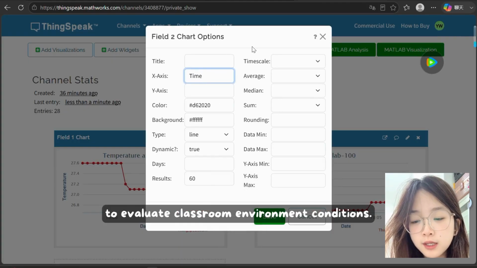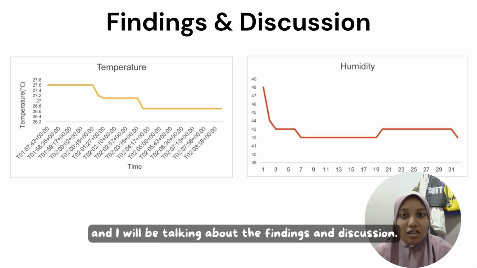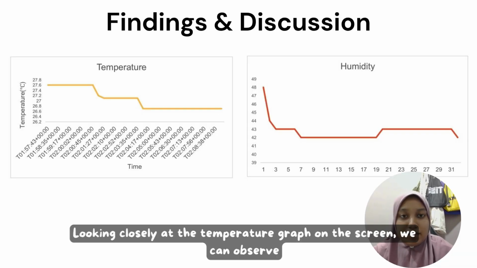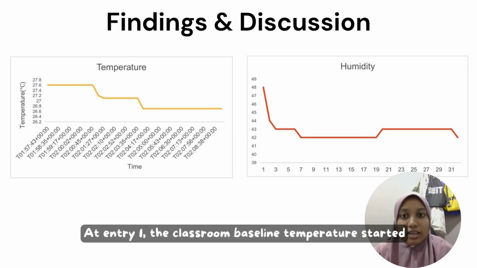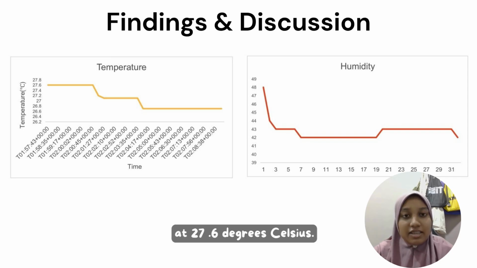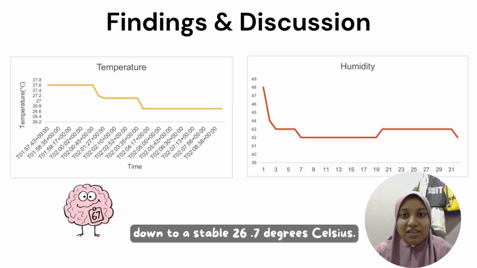Hello there, my name is Ashika, and I will be talking about the findings and discussion. Looking closely at the temperature graph on the screen, we can observe a distinct environmental trend over our 11-minute observation window. At entry 1, the classroom baseline temperature started at 27.6 degrees Celsius. Over the course of 32 sequential updates, the temperature steadily and uniformly dropped down to a stable 26.7 degrees Celsius.